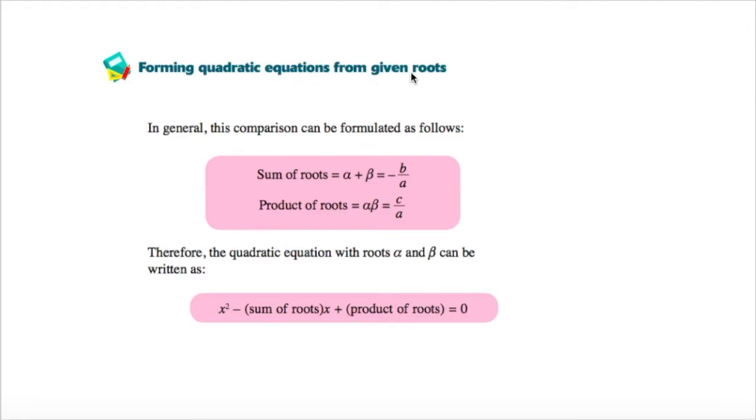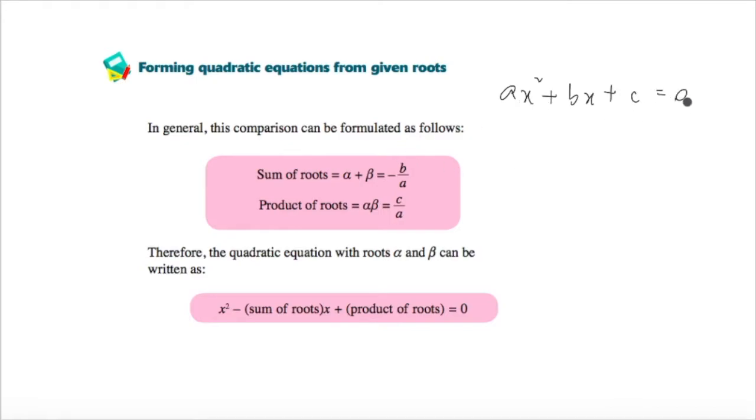Quadratic equations from given roots. Before this, you learned from the quadratic equation, you find the roots. Now I give you the roots, you form a quadratic equation. In general, the sum of roots, alpha plus beta, equals negative b over a. The general equation is ax squared plus bx plus c equals 0.